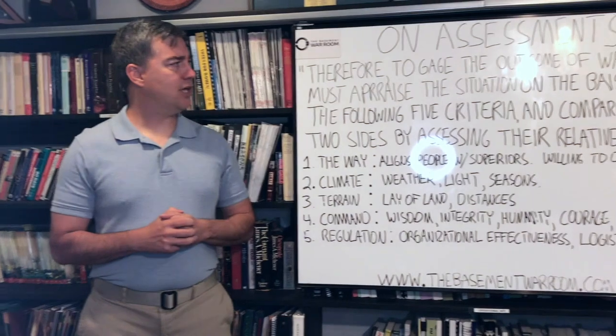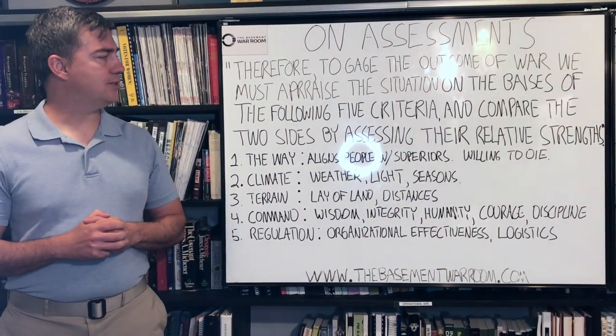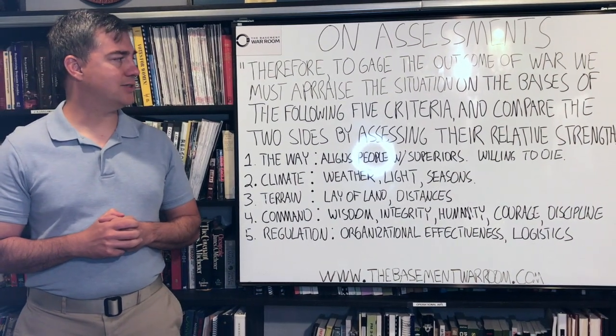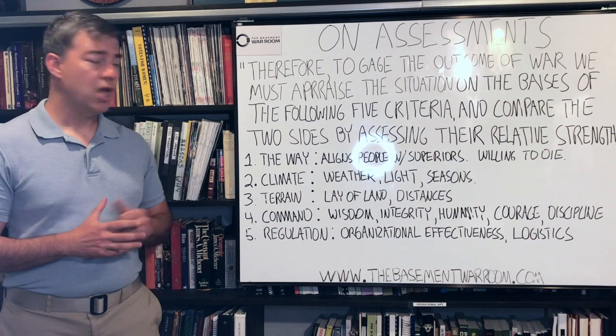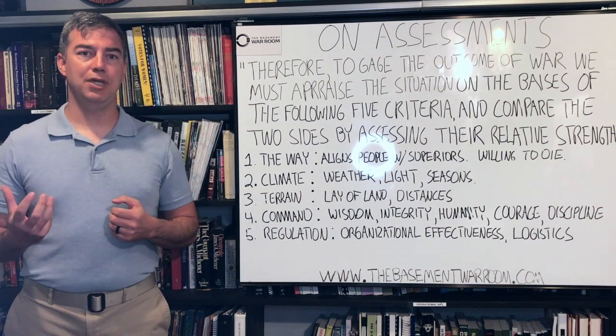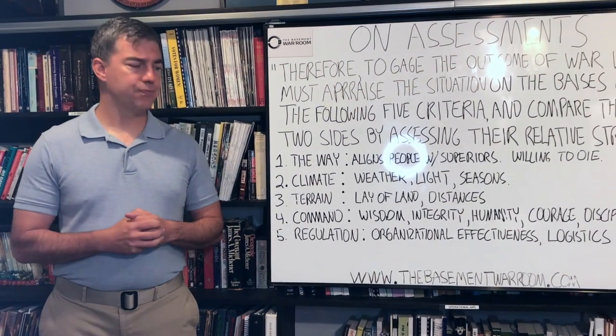Therefore, to gauge the outcome of war, we must appraise the situation on the basis of the following 5 criteria and compare the two sides by assessing their relative strengths. So the 5 criteria are the way, which talks about the alignment of the people to their leadership. It also talks about the willingness to die.